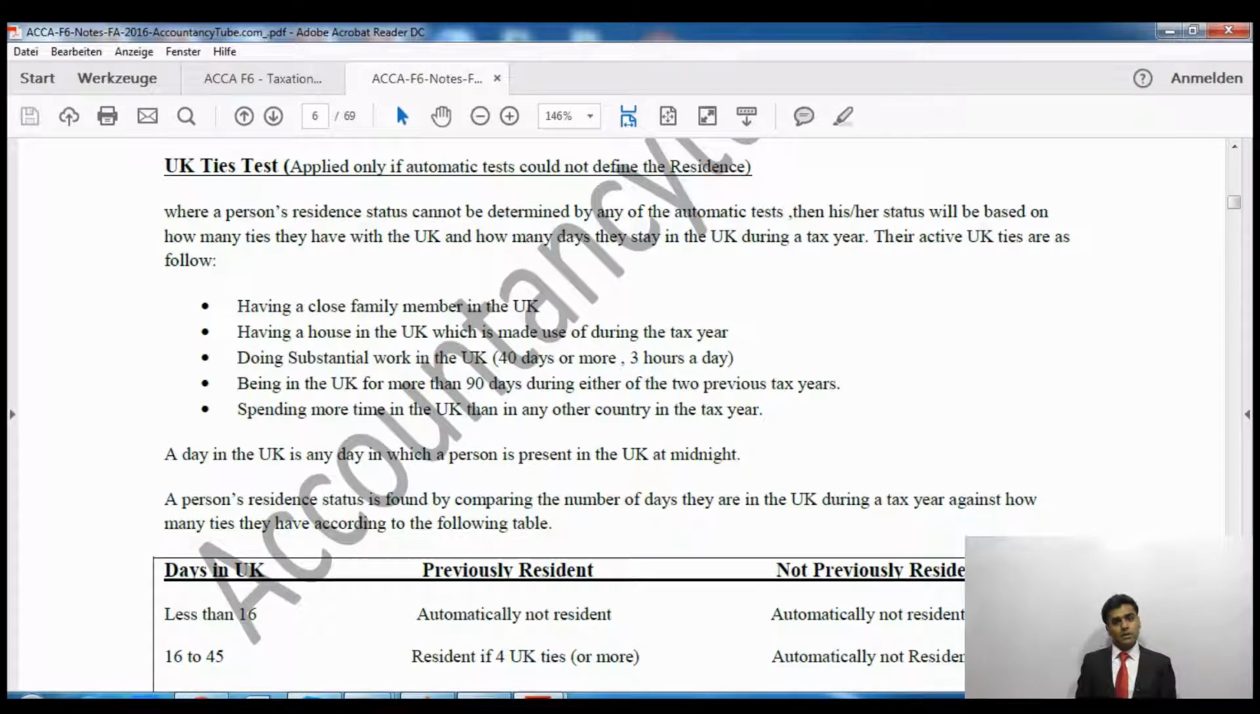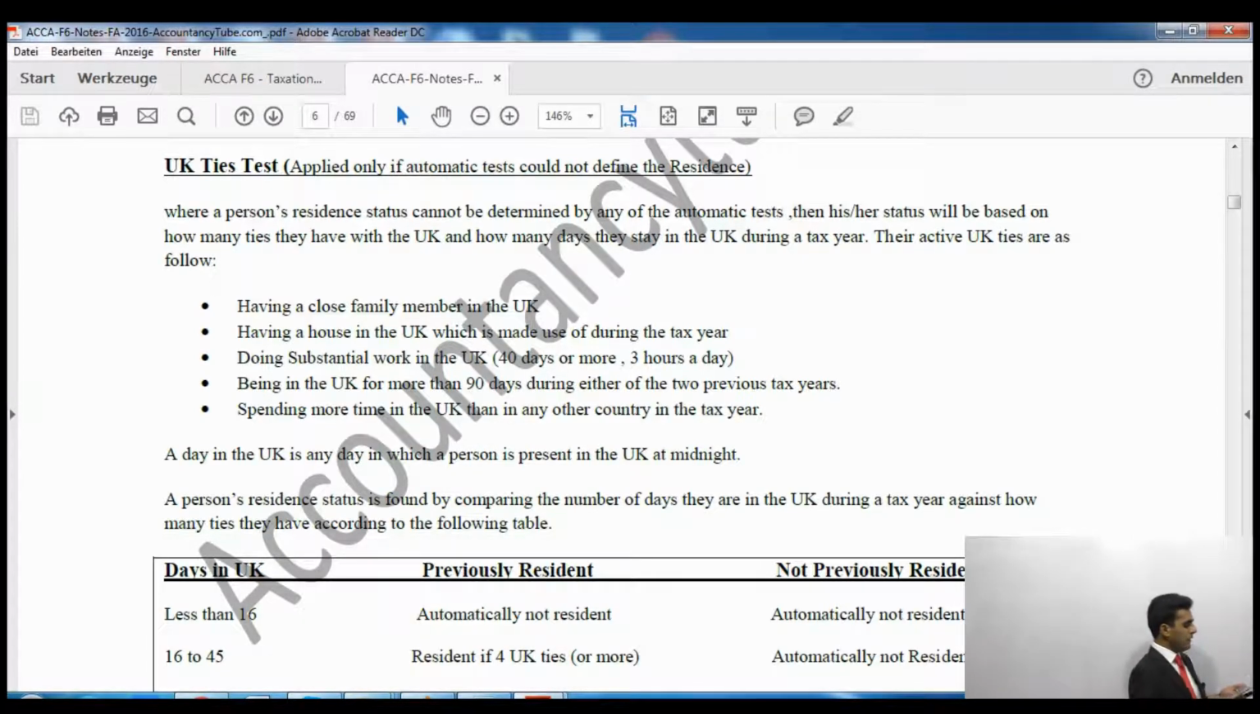Well, this can happen because, say for example, the automatic UK resident test tells us if you spend 183 days, you are UK resident. The automatic non-resident test tells us if you spend 46 days or less than that, then you will be automatic non-resident. What about 100 days? If I spend 100 days in a tax year, will I be a UK resident or not? No, these automatic tests do not tell us anything about 100 days. It does not tell us anything about 150 days. So what would happen then? Is there any further tests?